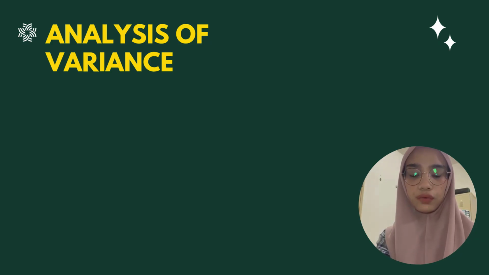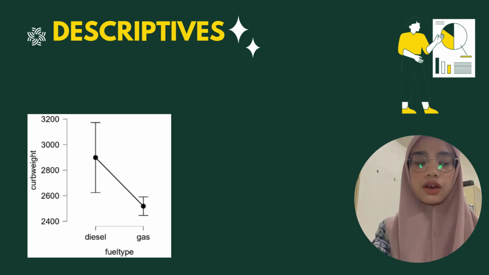So first, I run a one-way ANOVA test. The purpose is to check if there's any significant difference in curb weight between diesel and petrol cars. Descriptive statistics. From the data, we have 20 diesel cars and 185 petrol cars. On average, diesel cars weigh around 2,018.99, while petrol cars are lighter at 2,518.